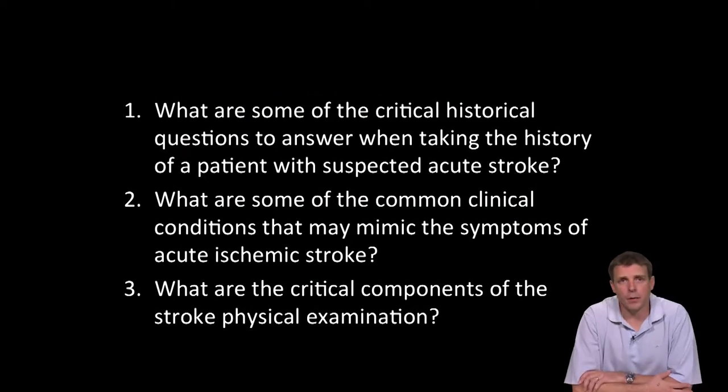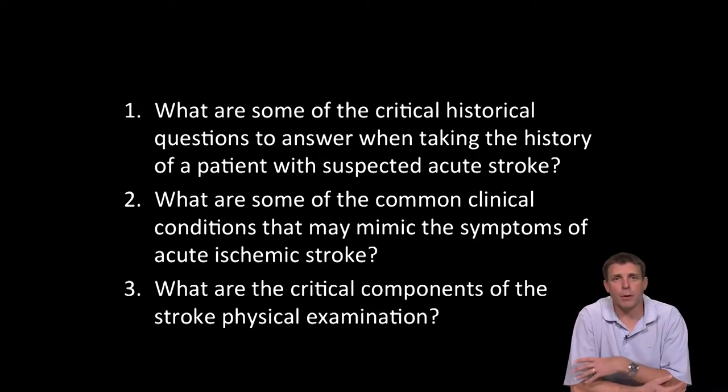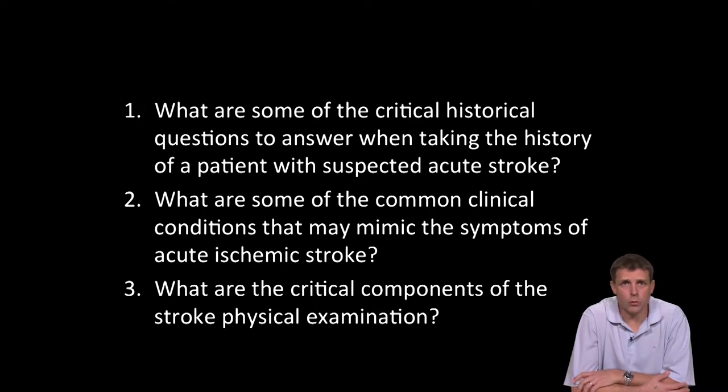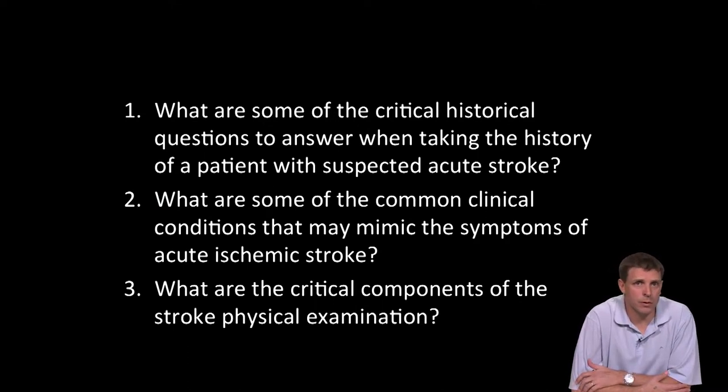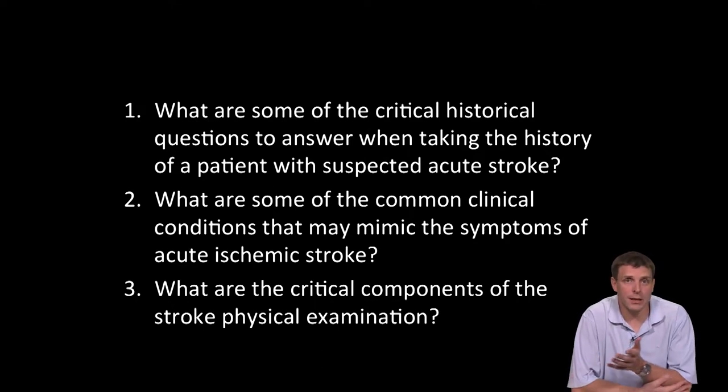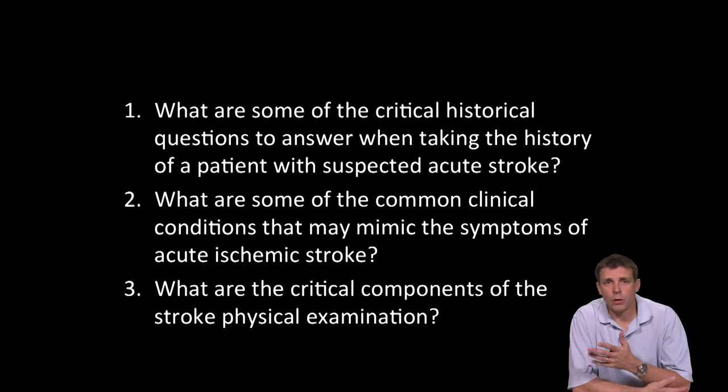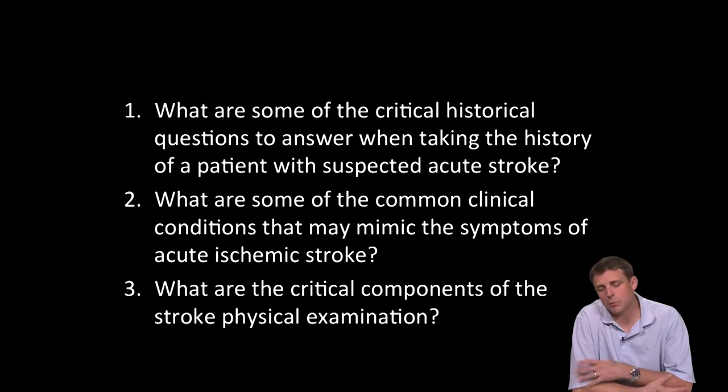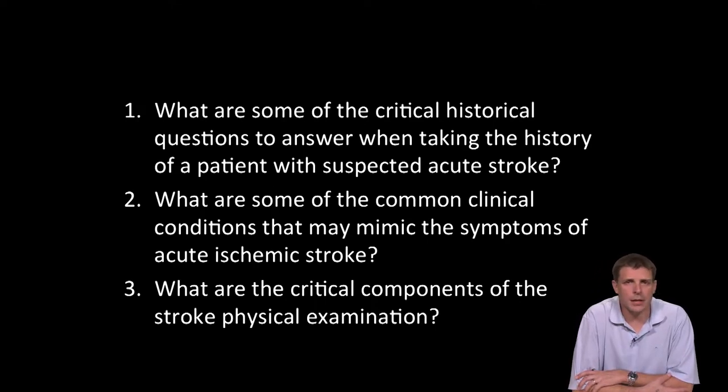No, he hates pills. All right, so we saw there in the clip Ralph and his presentation to the emergency room and how he looked. And some questions are automatically posed by that clip. The first one is, what are some of the critical historical questions to answer when taking the history of a patient with suspected acute stroke? So what do we want to know about the history when we see these patients? Two, what are some of the common clinical conditions that may mimic the symptoms of acute ischemic stroke? So the non-stroke medical conditions that can lead to focal neurologic findings, such as Ralph is presenting with there. And then number three, what are the critical components of the stroke physical examination? So as we approach a patient with stroke, what are the physical examination components that we want to focus on and make sure that we perform?